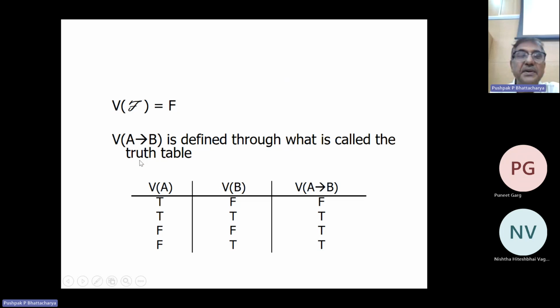Another part of the definition is that valuation of A implies B is given by this table, which is also called the truth table. In the truth table, we see that valuation of A implies B is false only when valuation of A is true and valuation of B is false. Otherwise, it is always true. This is how the valuation function is defined. Now, this valuation function is the bridge between the syntactic world and the semantic world.